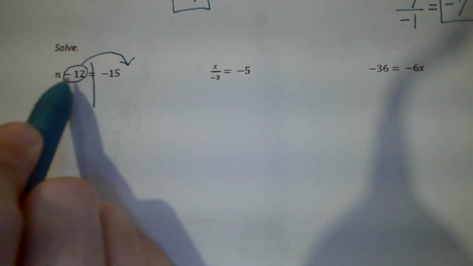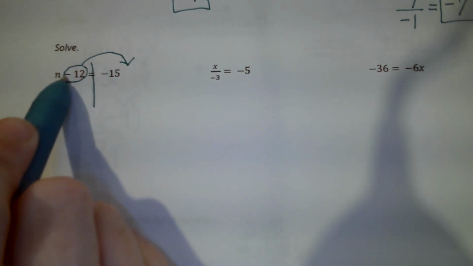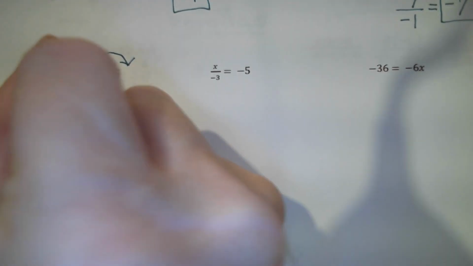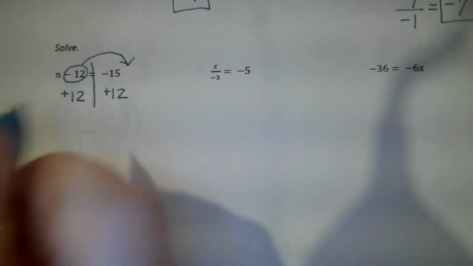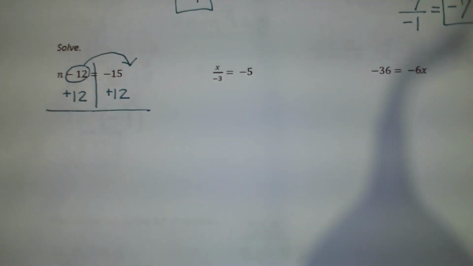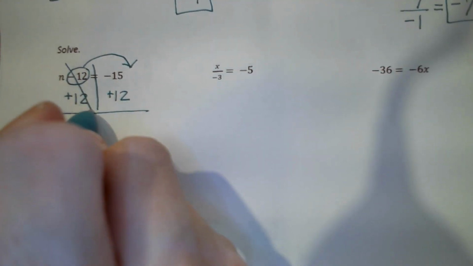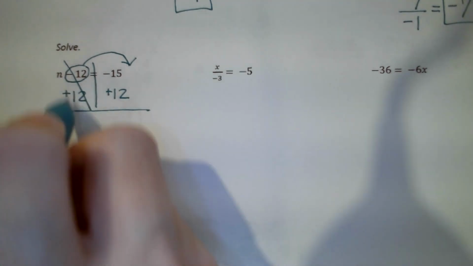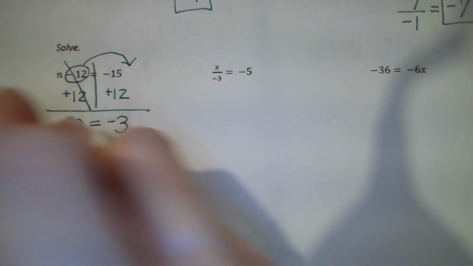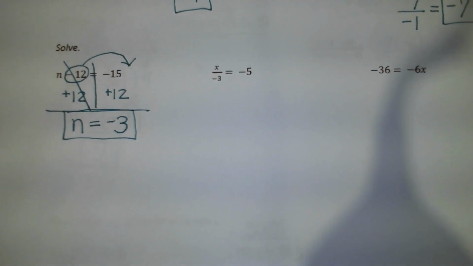So negative 12 or minus 12, we're going to look at it. The inverse of that subtraction is addition. So we're going to add 12. Now remember, if we add it to the left, we have to add it to the right. After we add it, we see that negative 12 plus 12 cancels out. So all that's left to come down on this side is the n. Then we bring down the equal sign in the middle, and then we solve negative 15 plus 12, which is negative 3. So our answer is negative 3.